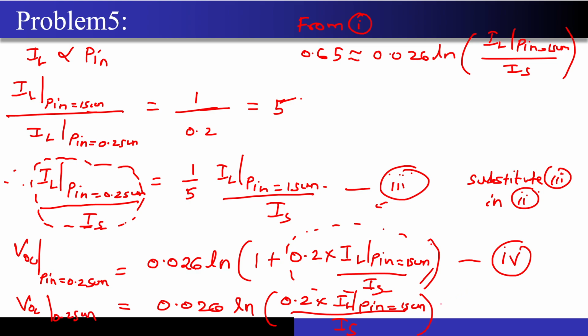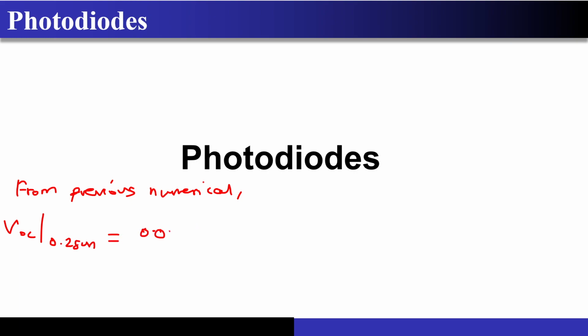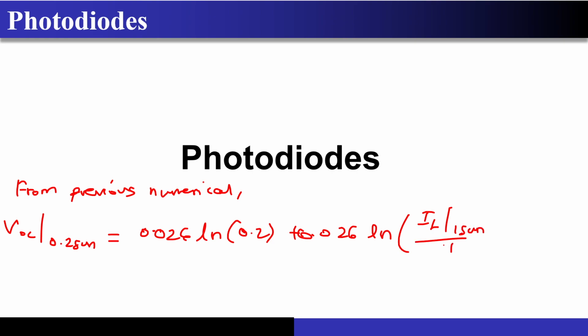Now if you just break this, ln of AB is nothing but ln A plus ln B. Correct? Unfortunately I don't have space, so I have to use the next page now. So let me just write over here, from the previous numerical, the open circuit voltage at 0.2 sun intensity is nothing but 0.026 ln of 0.2 plus 0.026 into ln of IL at 1 sun intensity divided by IS.